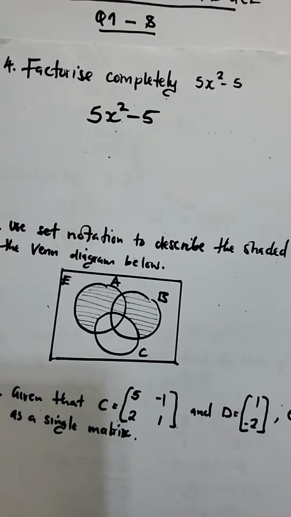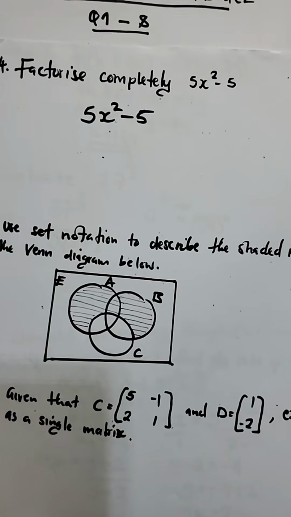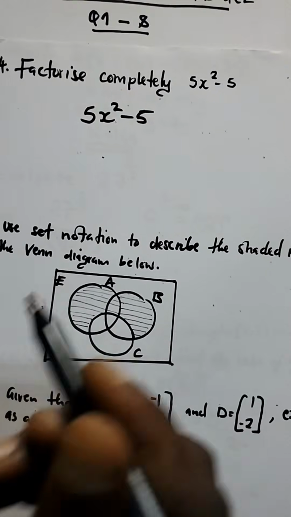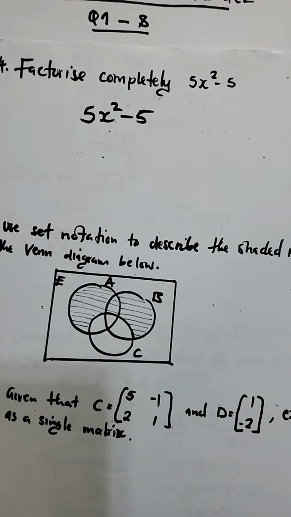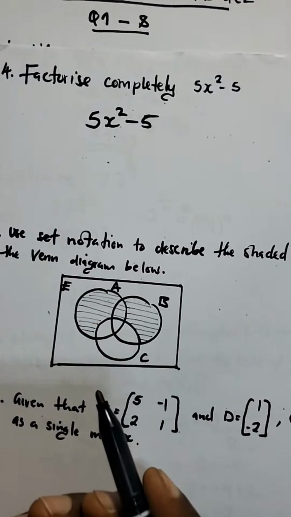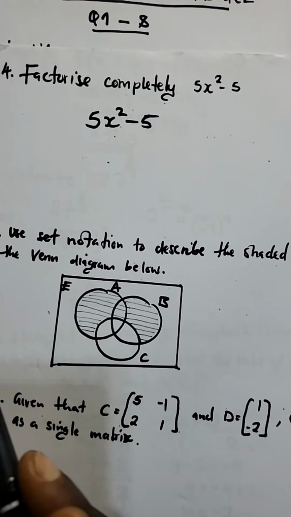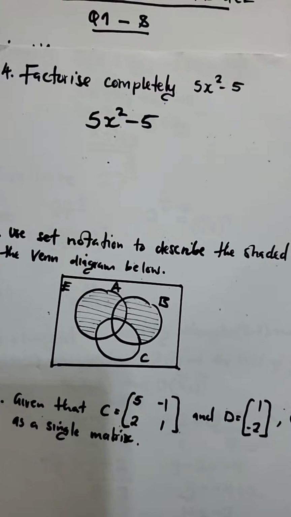When you look at this question, my friends, you notice that there is something in common. By the way, we have about 4 types of factorization. The first, which is the basic, is common factor. We are supposed to look for the common factor. The second one is grouping terms. Then we also have quadratic expressions. Then the last one is difference of 2 squares.